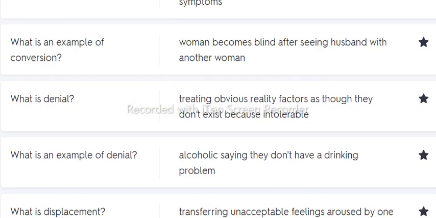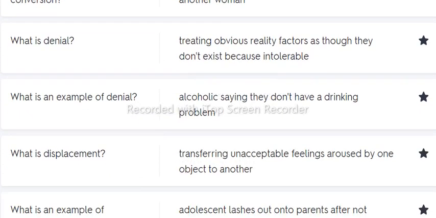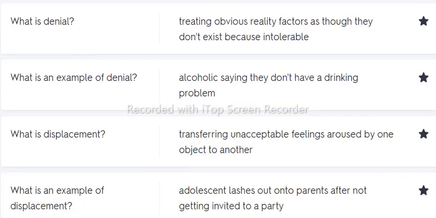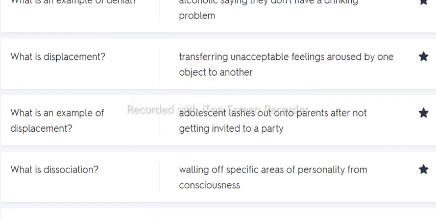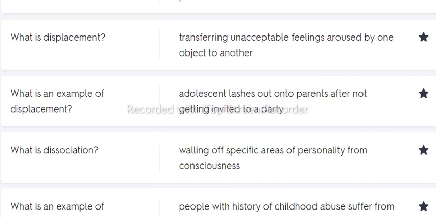What is denial? Treating obvious reality factors as though they don't exist because they are intolerable. What is an example of denial? Alcoholics saying they don't have a drinking problem. What is displacement? Transferring unacceptable feelings aroused by one object to another. What is an example of displacement? Adolescent lashes out at parents after not getting invited to a party.